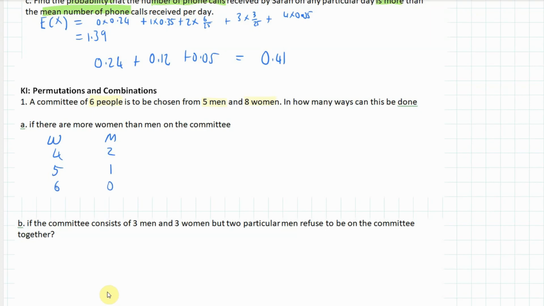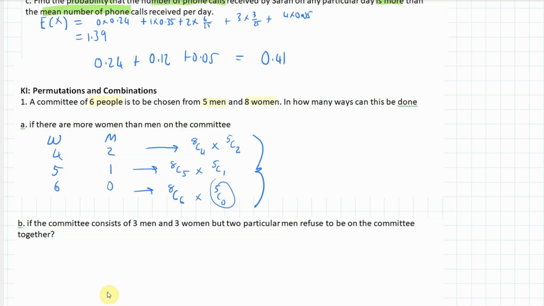Now let's consider this first option, 4 women. To get that, out of the 8 women we're going to choose 4, so there's 8 choose 4 ways we can do that, and then we've got to choose 2 men out of the 5, so 5 choose 2. And then this way here, out of the 8 women we choose 5, and then out of the 5 men we choose 1, so that's times 5 choose 1. And then lastly, we're going to choose 6 women, so it'll be 8 choose 6, and then 5 choose 0, which is just 1. Okay, now what we do here is we sum all of those together.